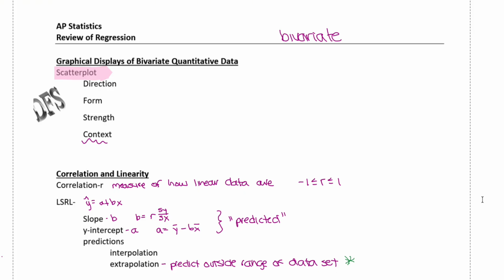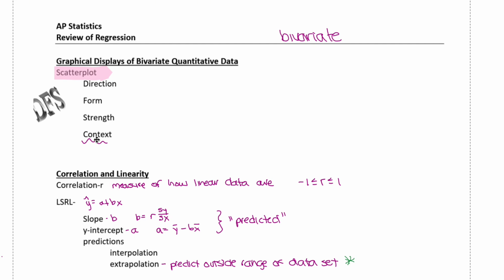Graphical display of bivariate quantitative data. So we're using scatterplots a lot. What does a scatterplot contain? Well, whenever you're describing a scatterplot, you will be able to use direction, form, strength, and context. Context is pretty important. You have to make sure that your paragraph actually contains the details, and at the same time put them into the context of the problem.